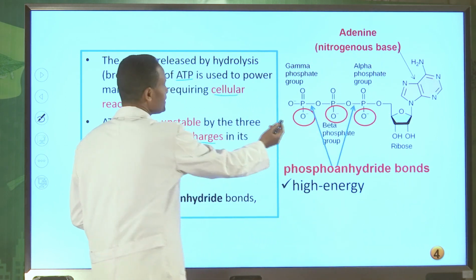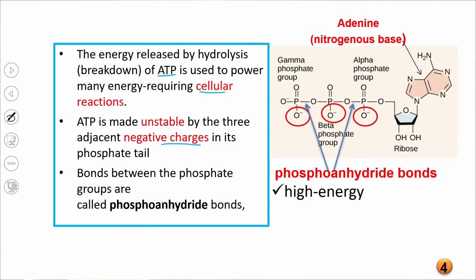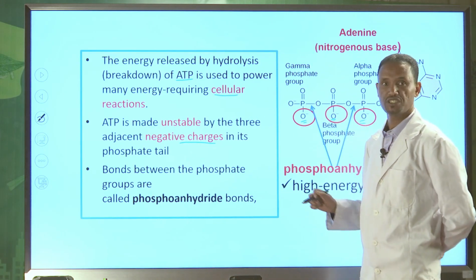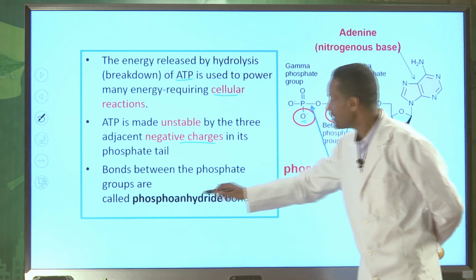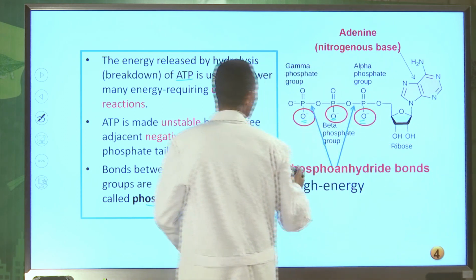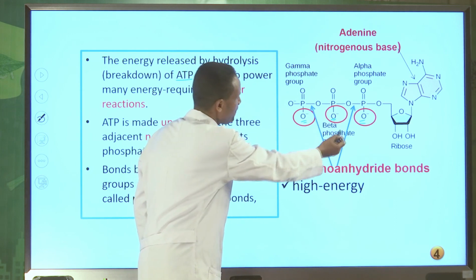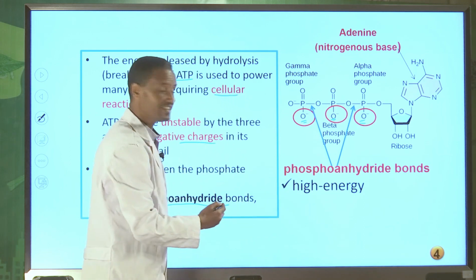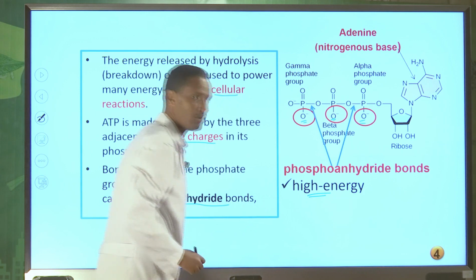Look, this is the structure of ATP. Here, the phosphate group of ATP has a negatively charged oxygen. These 3 negatively charged oxygens make ATP unstable. Therefore, the bonds between the phosphate groups which attach these phosphates are called the phosphoanhydride bond. This phosphoanhydride bond attaches the phosphate groups that make up the adenosine. Therefore, the phosphoanhydride bond is a high energy bond.